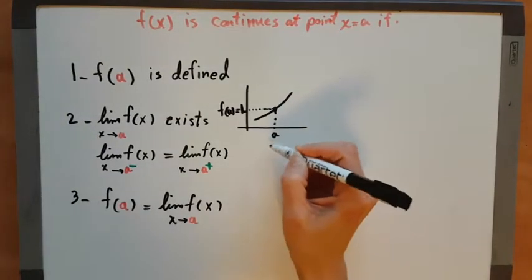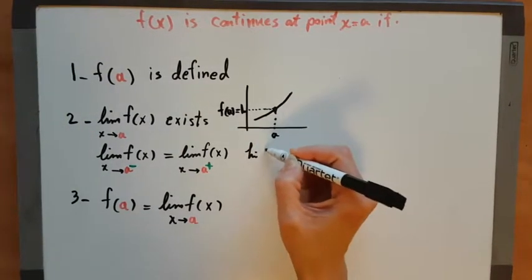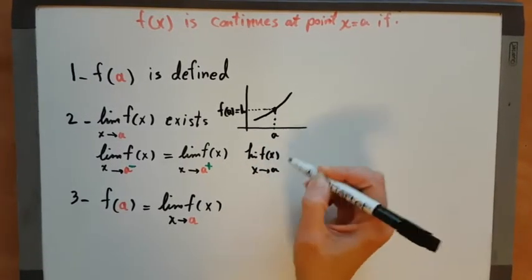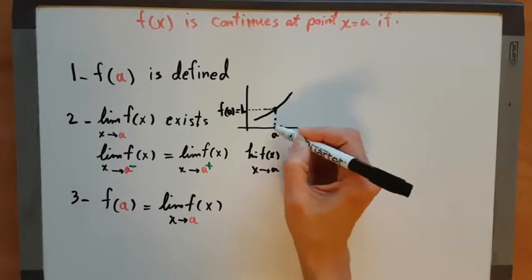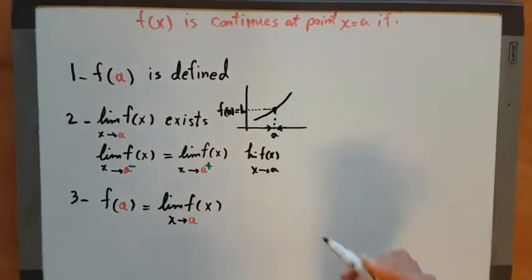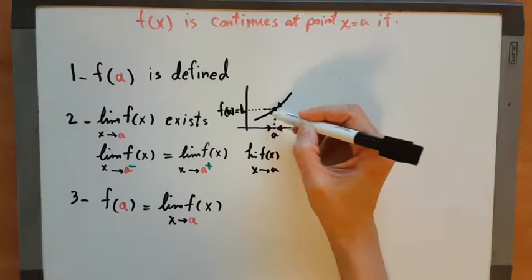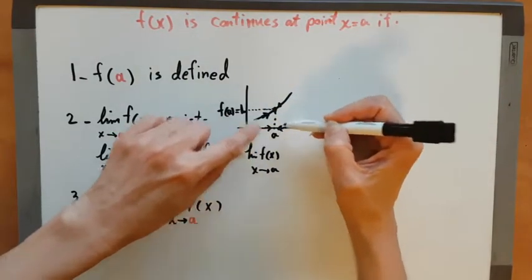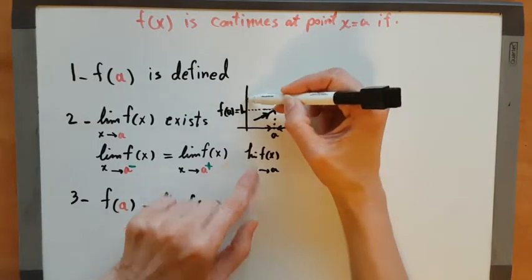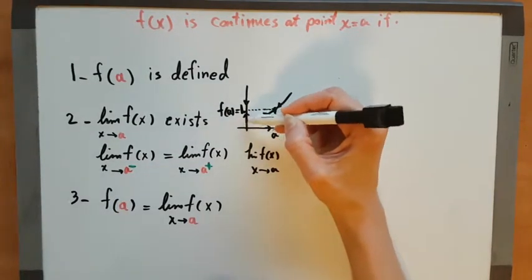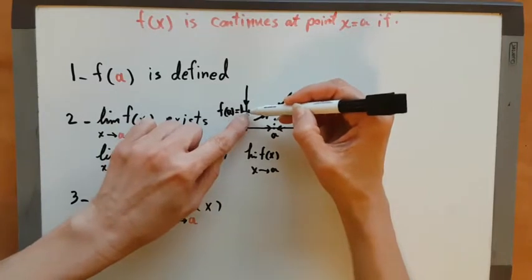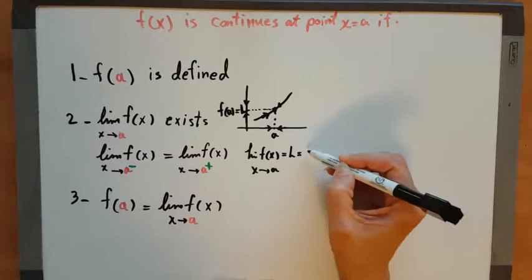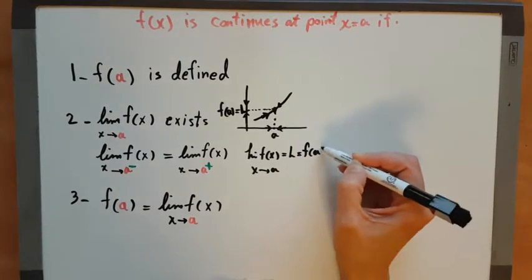So the limit of f(x) when x goes to A from both sides, from the left side and the right side, is associated with this movement from both sides, and then with this movement, and they are going towards the point L, which equals f(A).